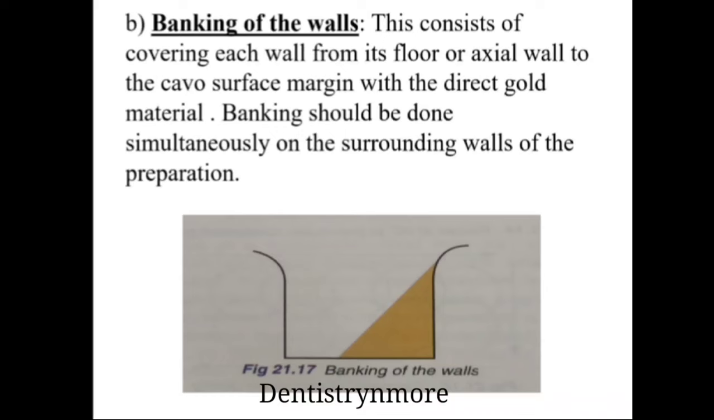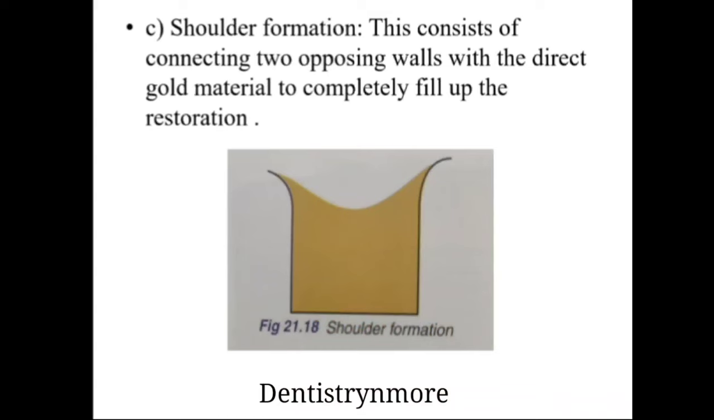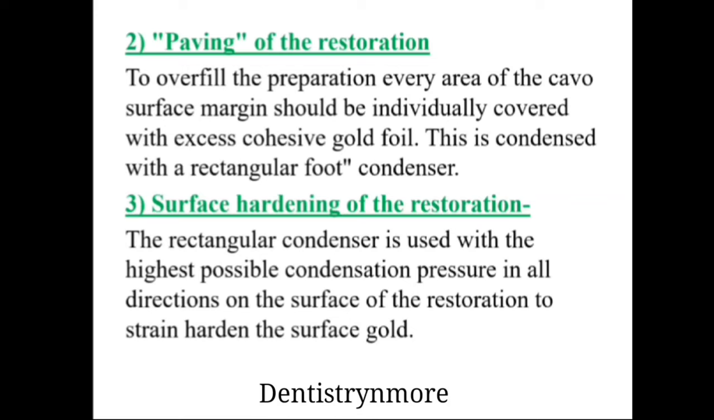It consists of covering each wall from its floor or axial wall to cavo surface margin with a direct gold material. You can see in the figure the banking of the walls. Next one is shoulder formation, that is connecting two opposing walls with the direct gold material to completely fill up the restoration. And the second procedure was paving of the restoration.